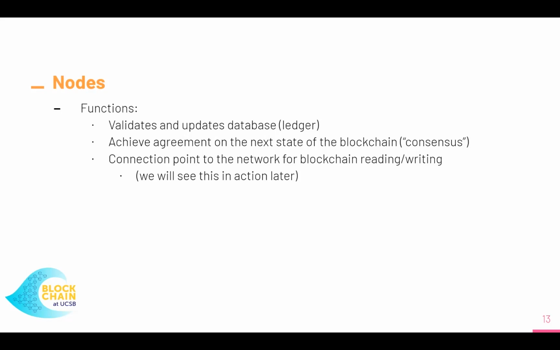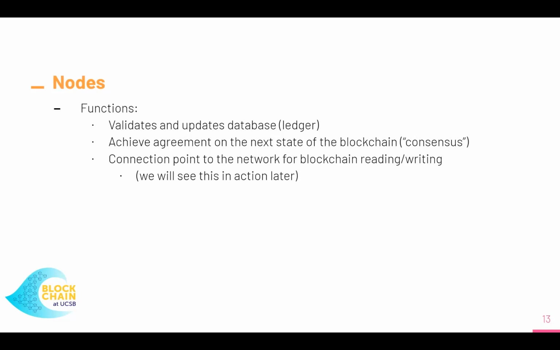What are their main functions? The key main functions are validating and updating the database. This is when we're talking about our ledger. So the nodes are actually what update our ledger and keep that up to date. They also are the entity that achieves agreement on the next state of the blockchain. So this is this concept of consensus that we've talked about a couple times now. Two of the large consensus protocols are proof of work, which is what Bitcoin runs on, and proof of stake, which is what Ethereum currently uses.